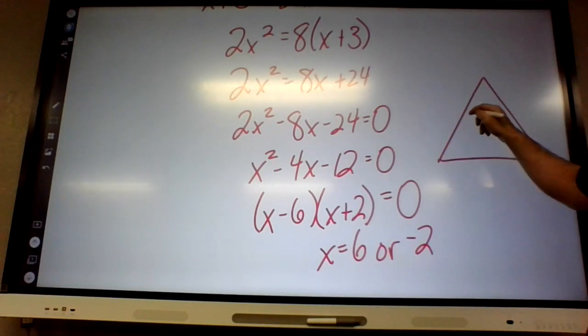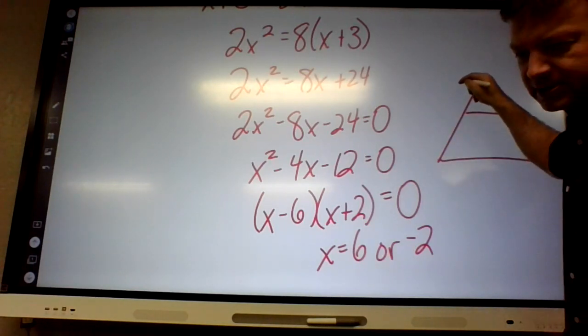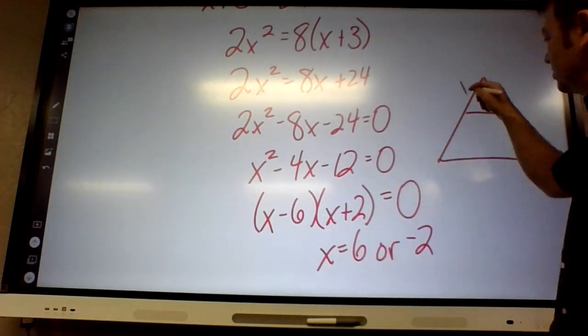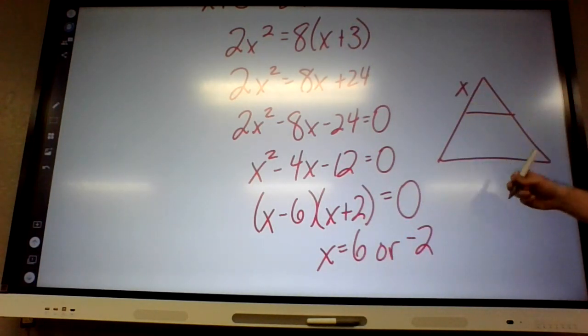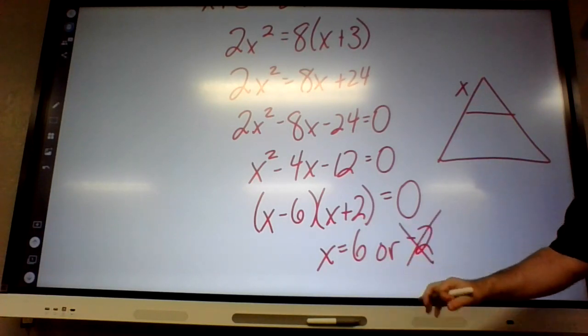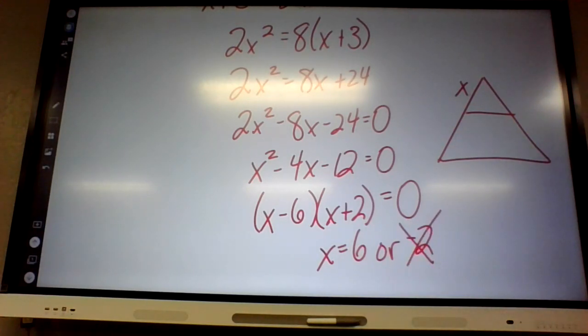Okay, the picture looked like this. There's like an x up there. Does negative 2 make sense in this context? No. So we're going to throw out the negative answer. Not going to have a length of negative 2.